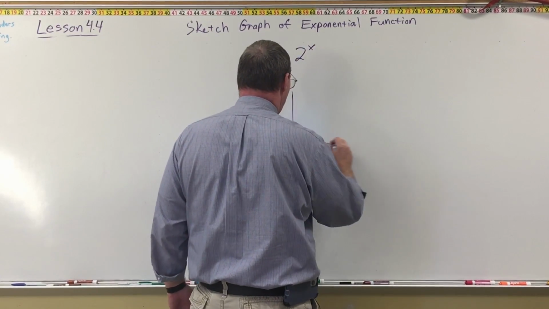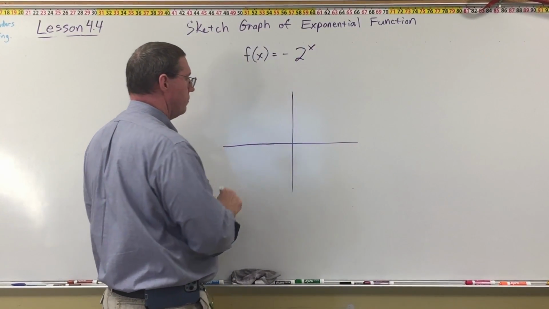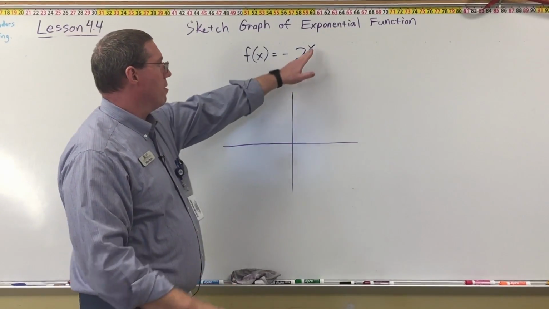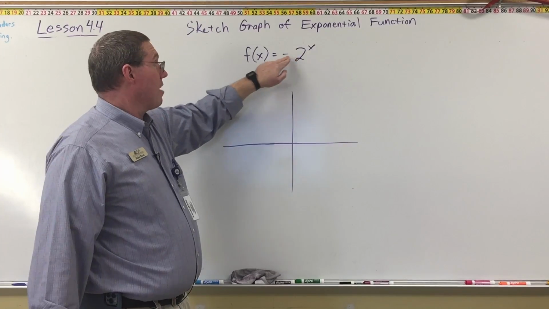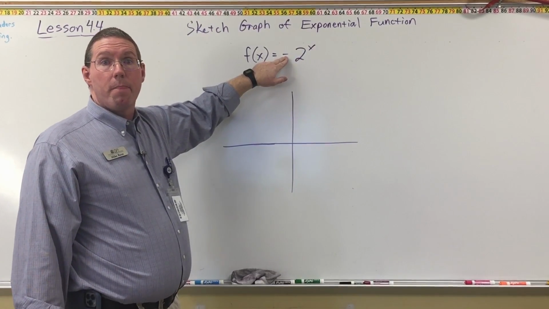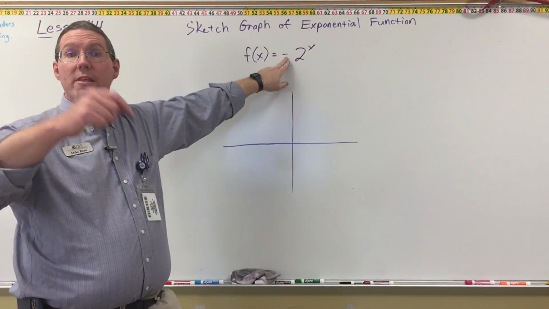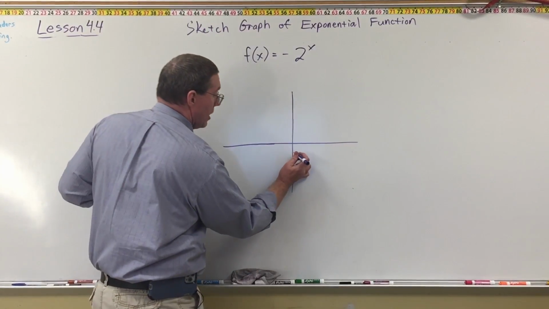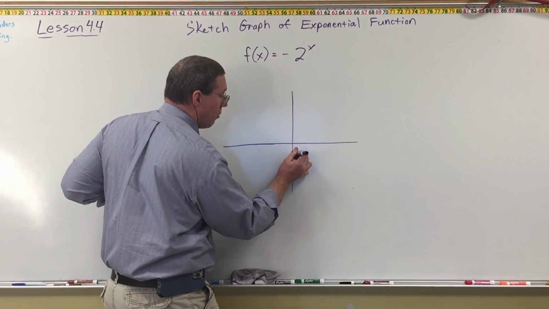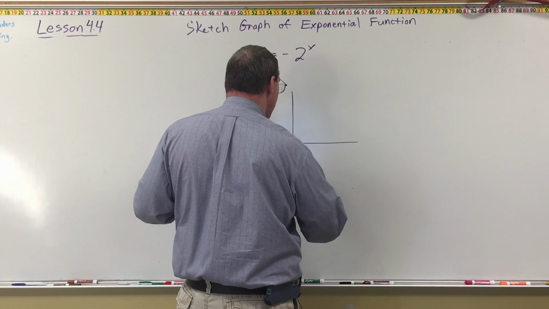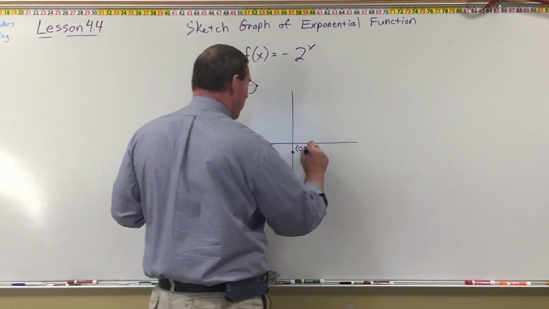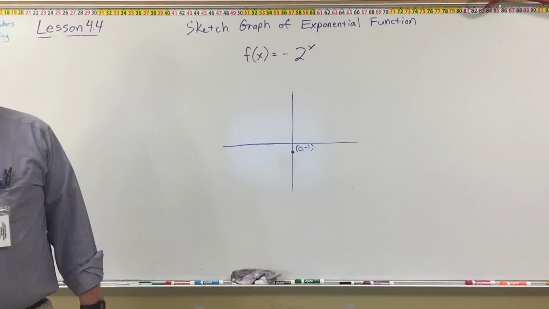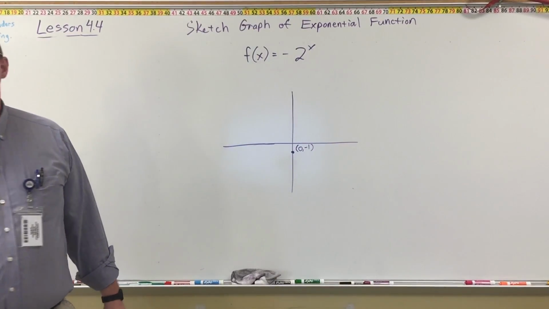We got our graph. What's the first thing we graph? F of 0. If I put a 0 in here, what's 2 to the 0 power? 1, except that now it's negative, so it's negative 1. So now we're plotting the point 0, negative 1. That's down here. We're not plotting 0, 1. We're plotting 0, negative 1. So this is going to be 0, comma, negative 1. There we go. Okay. And now what do we do second?